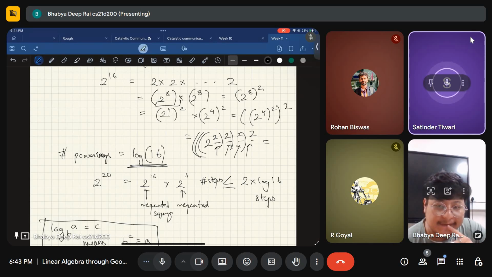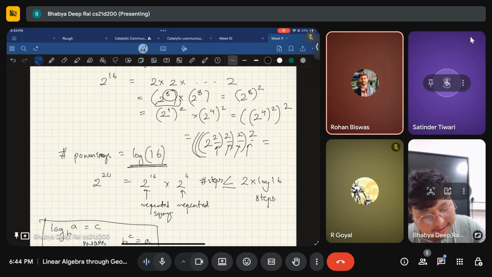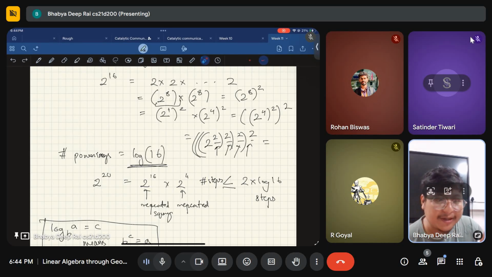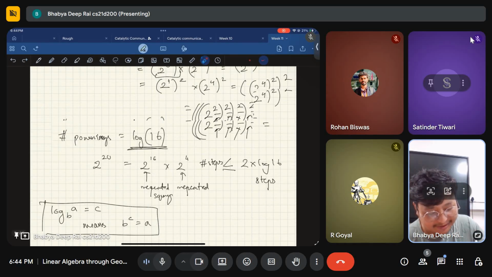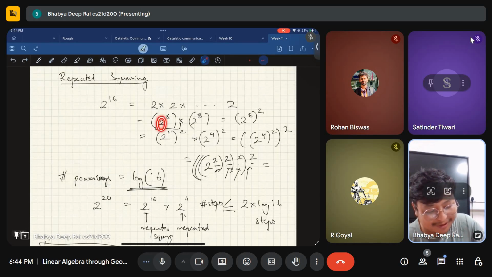So log of b gives 2 power 16? No? Means the b value is 2. No, but log 16 is the number of steps. Okay, got it. I get the confusion, Satinder. You mean that here the base is 2, right? And that's why you are saying that.